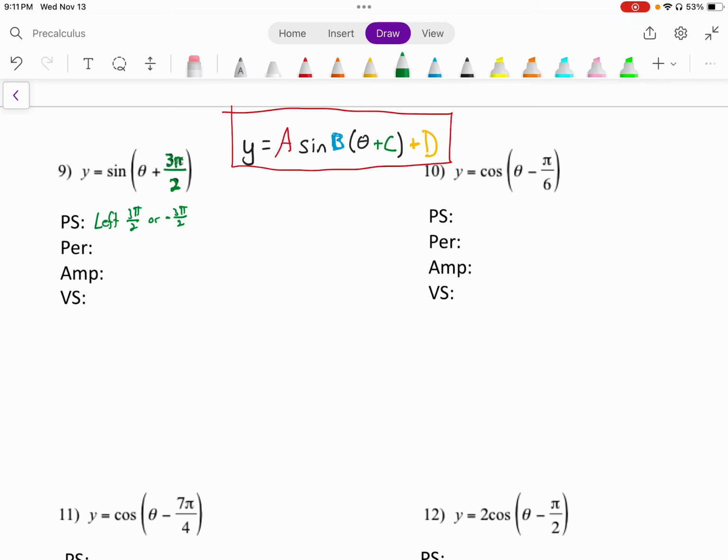Going to the other things, the period. The period would be if there's something multiplied out here, there is just an understood 1, so the normal period of sine is 2 pi divided by that 1, which is obviously still 2 pi. The amplitude is what's multiplied outside here, also an understood 1, so our amplitude is 1. And there is nothing added out here, so the vertical shift is 0.